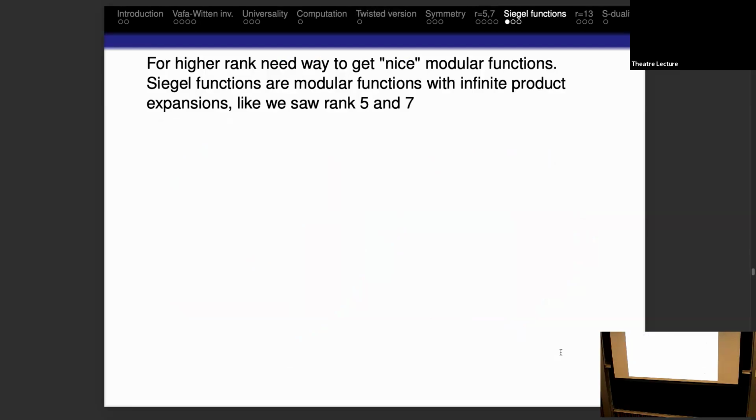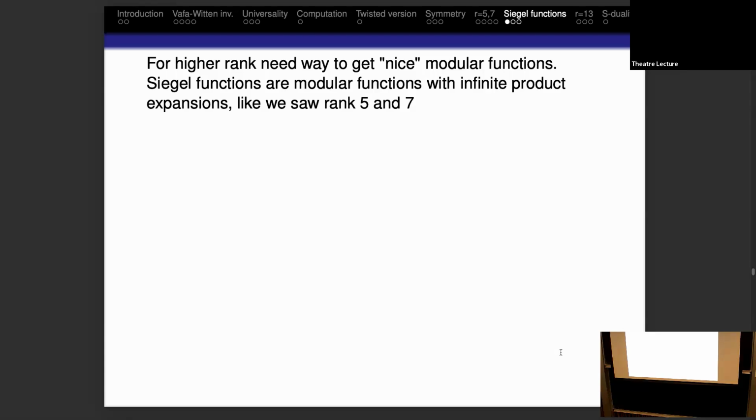So for higher rank, the difficulty was that we want to express everything in terms of modular functions that we know. And so one has to know enough modular functions which are easy to handle. And so I needed to find a way to get nice modular functions. The thing that I found in the literature are the so-called Siegel functions, which are modular functions which have a nice expression as infinite products.